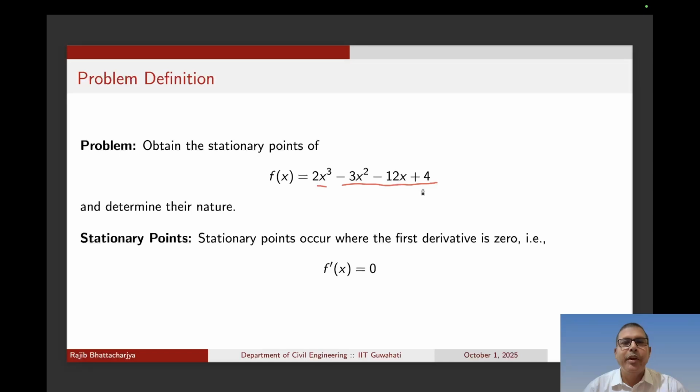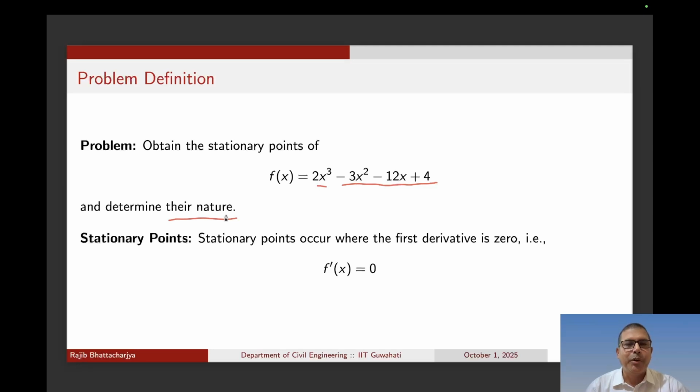So the objective here is that we have to obtain the stationary points of this particular function, and then the second objective is that we have to also obtain the nature of the stationary points. So whether the stationary points are a minimum one or a maximum one or an inflection point.